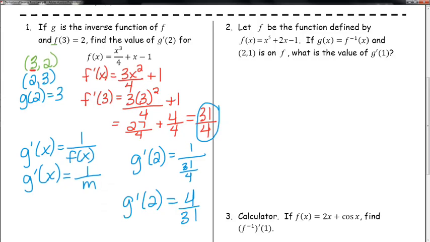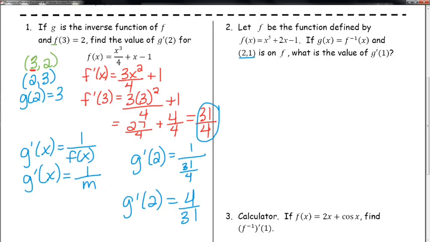Number 2, let f be the function defined by f of x is equal to x to the 5th plus 2x minus 1. If g of x is the inverse of f and the point (2, 1) is on f, what is the value of g prime of 1? Again, g is going to be flipping that, so its point is going to be (1, 2). Remember, I'm going to be flipping the x and y coordinates.